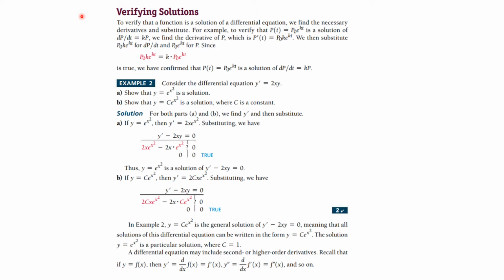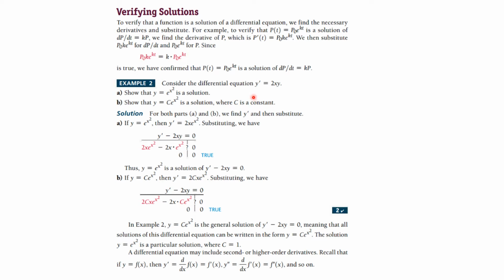We can also talk about verifying solutions to a differential equation. To verify that a function is a solution to the differential equation, what we have to do is find the necessary derivatives and substitute into the equation and show that both sides are the same. For example, whenever we had to show that P(t) is equal to P0 e to the kt, we substituted that in. We found that both sides were true, so that was a solution to this differential equation.